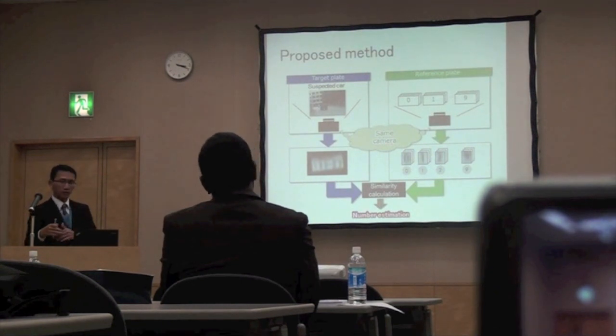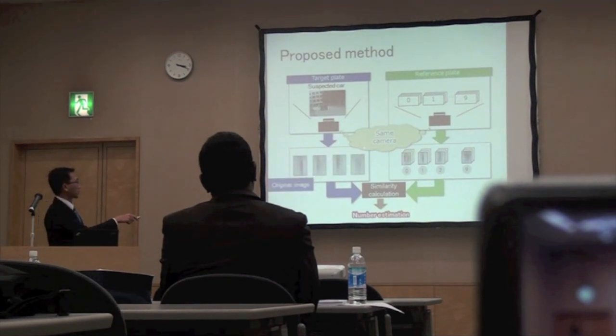And since we did the experiment on the Japanese license plate, we will get 4 individual characters. We call these the original images. And after obtaining the original images, we then compare them with groups of reference images.